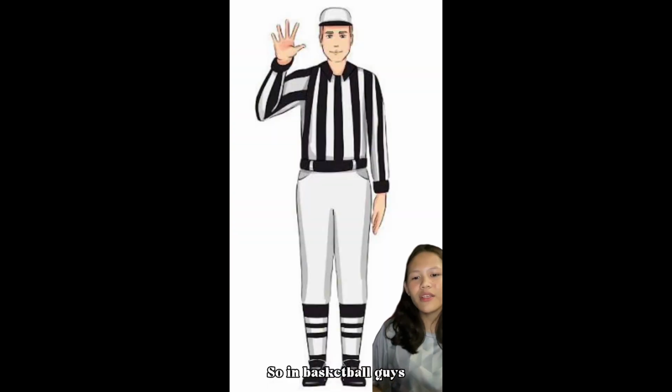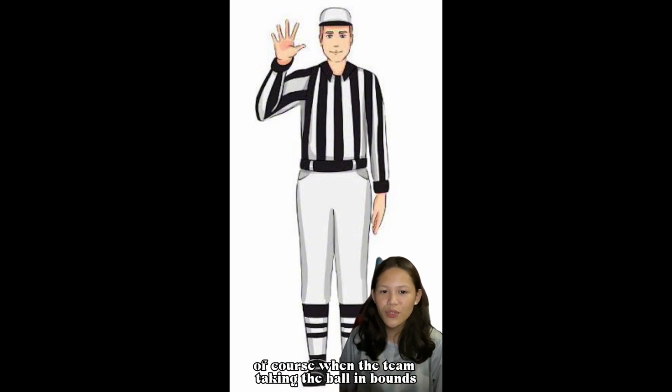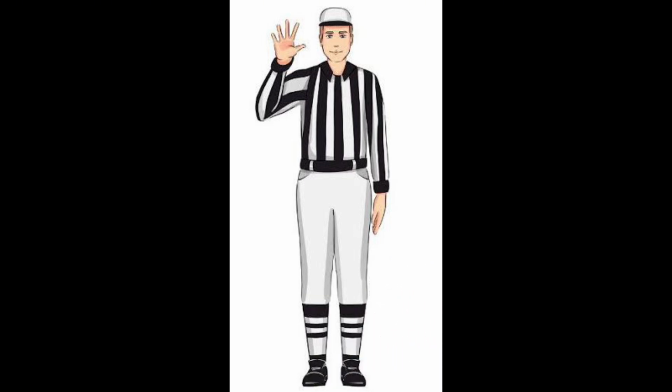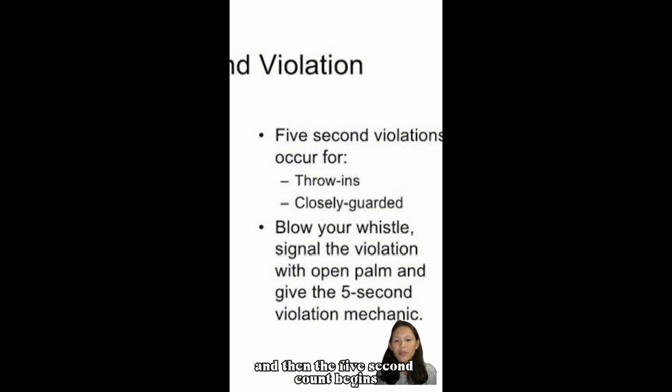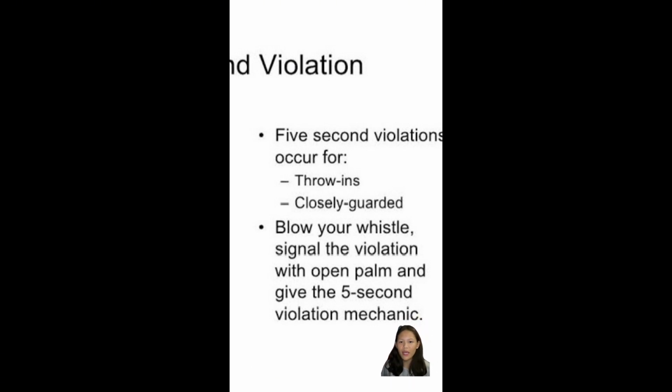So in basketball, a 5-second violation during a throw-in situation occurs when the team taking the ball inbounds fails to release it within 5 seconds of receiving it. The 5-second count begins when the team has possession of the ball, usually after it's handed or bounced to them out of bounds by an official. And if the throw-in is not completed within this time, the ball is awarded to the opposite team.